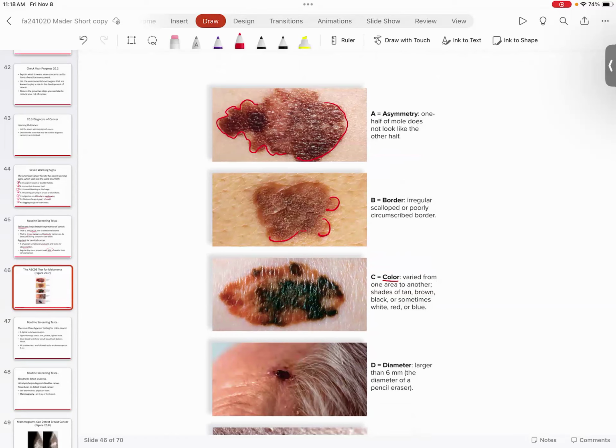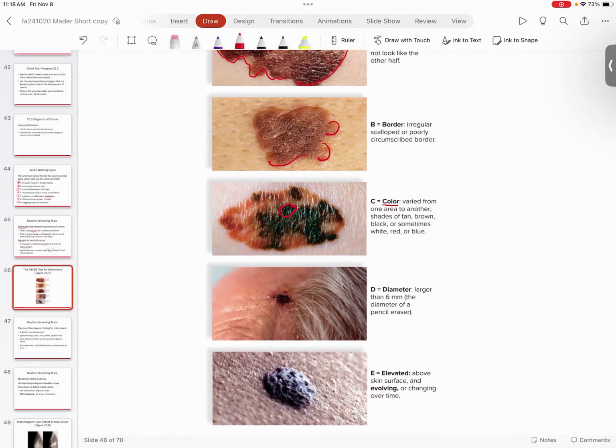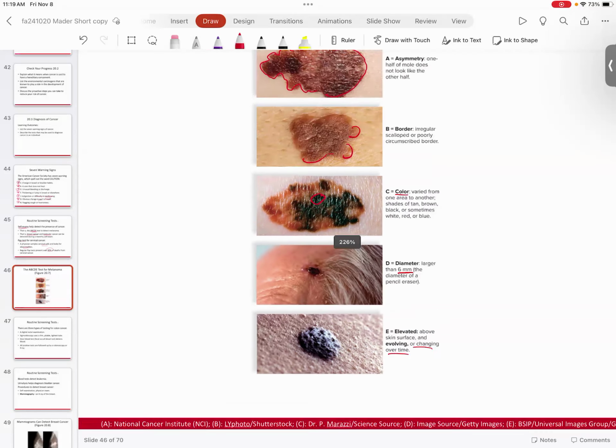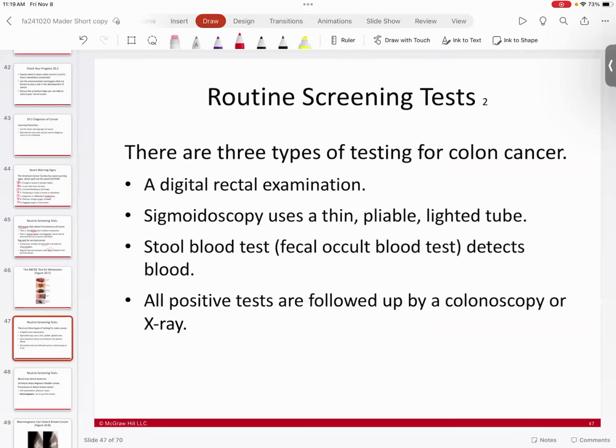The color as well. If it's got variation in color, typically moles are, for the most part, fairly uniform in color. But if you have multiple colors, especially these inky black colors, that's a signal. The diameter: if it's larger than 6 millimeters, which is the tip of a pencil eraser, then you probably want to have that checked out. And if it's elevated, raised above the skin, or changing over time, that's another one. So if you have any of these, probably make an appointment with a dermatologist and do a mole check. That's something that they oftentimes will do.